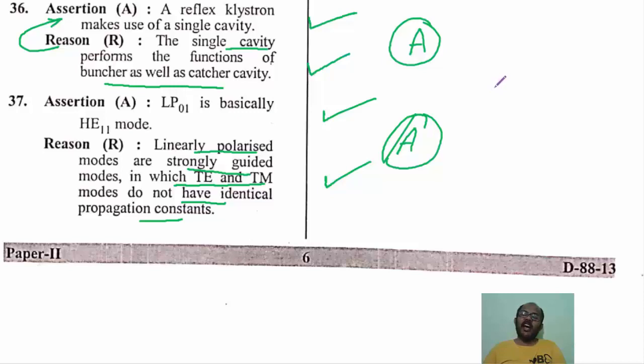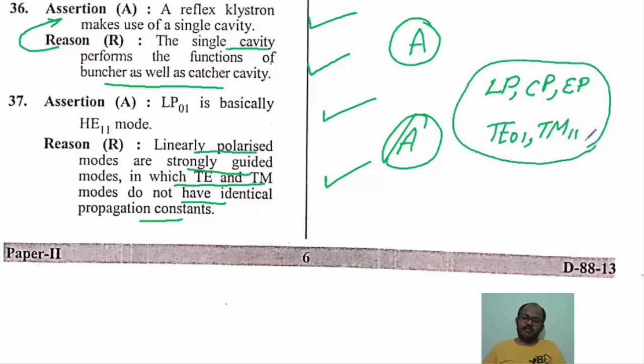We know that we will be having three kinds of polarization. The first one is linear polarization, second one is circular polarization, third one is elliptical polarization. Also in the case of rectangular waveguide, the dominant mode is TE01 mode and TM11 mode. So these things are very, very important.